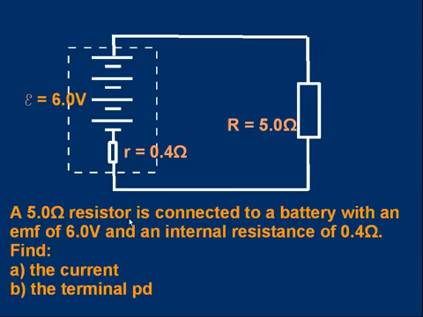A 5 ohm resistor is connected to a battery with an EMF of 6 volts and an internal resistance of 0.4 ohms. What you've got to find is the current in the circuit and the terminal PD. That's the voltage between the terminals of the battery. If you pause the video, you could have a go yourself. We'll go through it in a moment.